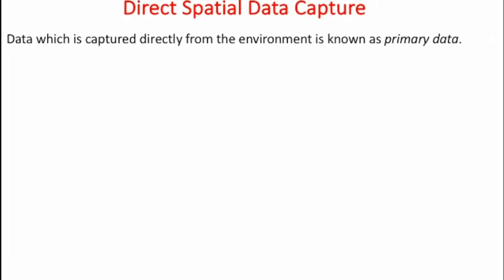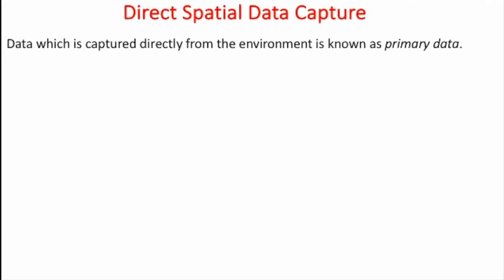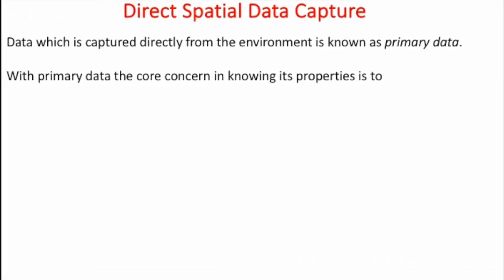Another way of capturing data is primary data capture or direct spatial data capture. The data which is captured directly from the environment is known as primary data capture. It is done through field surveying or through the use of instruments. It is directly captured from the environment or the ground.